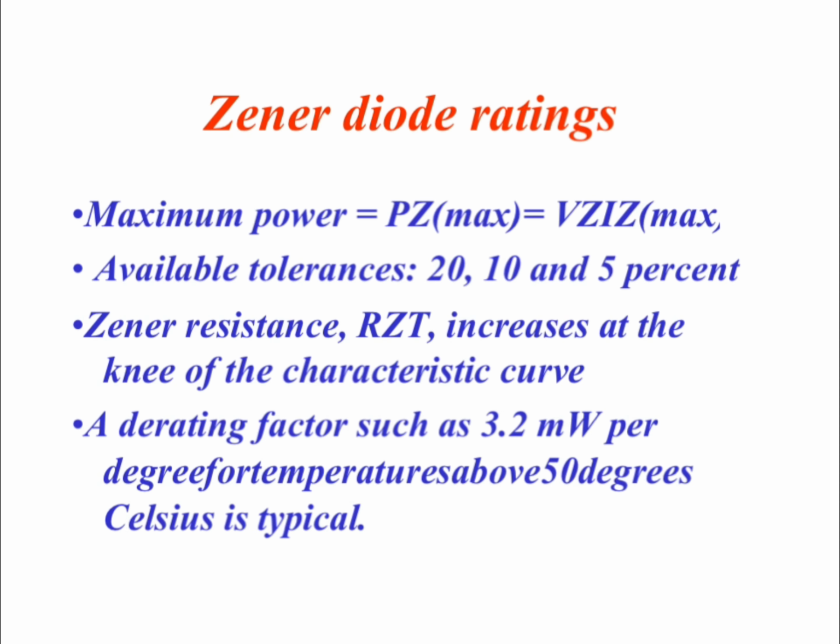Zener diode ratings. Zeners have important ratings. The maximum power is Pz max equals Vz times Iz max. They also come with tolerances like 20%, 10%, or 5%. The Zener resistance Rzt increases near the knee of the curve, and there's usually temperature derating above about 50 degrees Celsius.